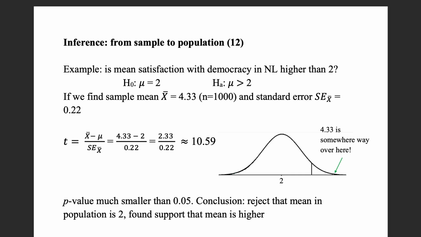It doesn't mean that it's exactly 2. That's just our sample mean, but at least we found support that it is higher than 2, because it's very unlikely that it is 2, given the mean and the standard error that we find in our data and the sample size that we have.